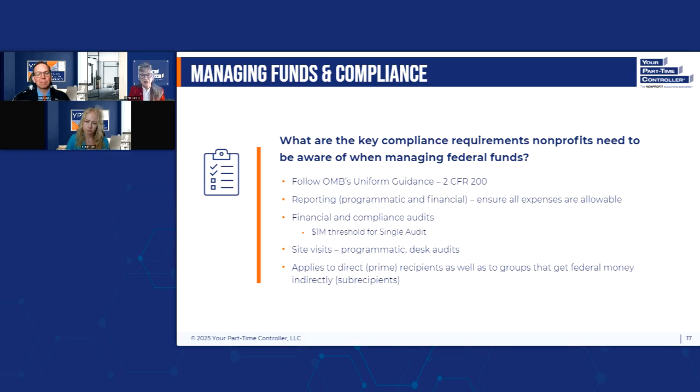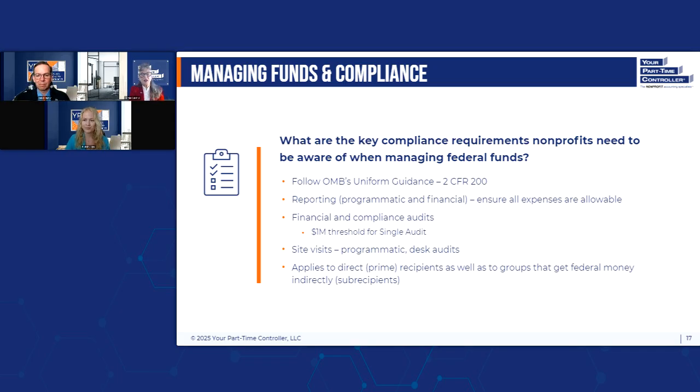There's a lot of monitoring that goes into making sure that nonprofits and other award recipients are doing what they should with the money. There are financial and compliance audits required. If an organization spends $1 million or more in a fiscal year, they're required to have what's called a single audit, which is a combination of financial and compliance auditing. It's much more rigorous than what you may think of as a conventional financial audit, if you can believe it.